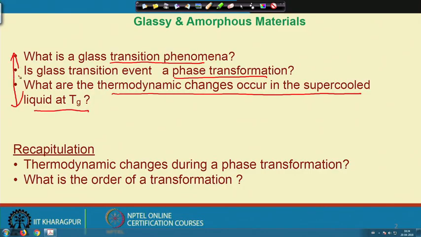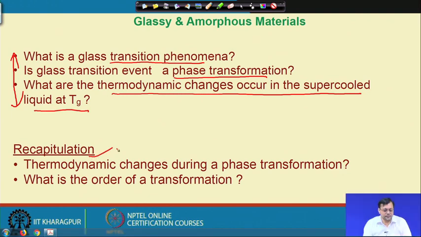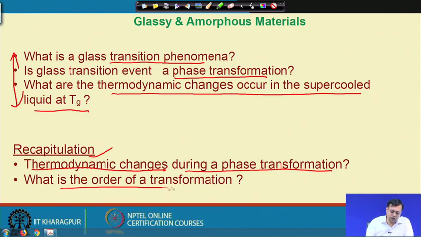However, before going into this discussion, we must recapitulate some of our basic understanding, that is, what are the usual thermodynamic changes that occur during a phase transformation, or let us say, what is the meaning of the order of a phase transformation and so on. So, today we will go a little bit deeper into all these matters.